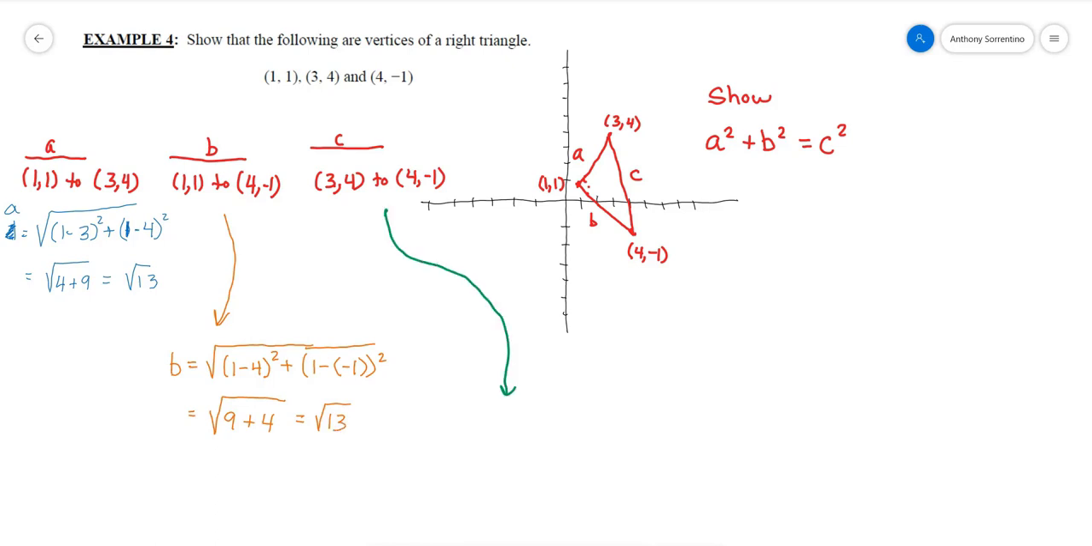C, 3 minus 4 is negative 1, squared is 1. 4 minus negative 1 is 5, squared is 25. So this equals the square root of 26.